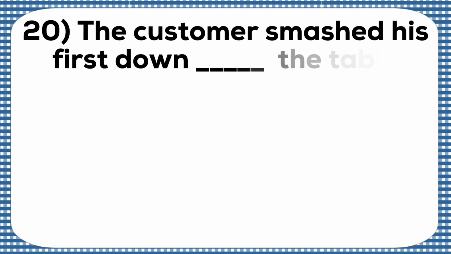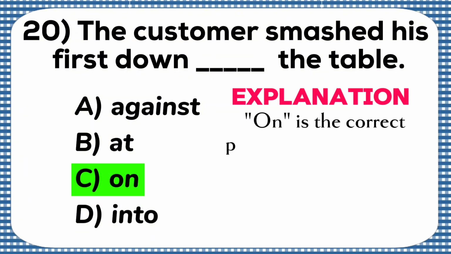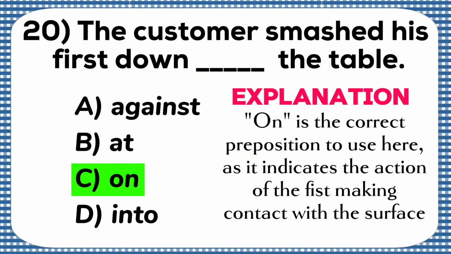The customer smashed his fist down dash the table. The correct answer is option C, on. Explanation: on is the correct preposition to use here. That indicates the action of the fist making contact with the surface of the table.